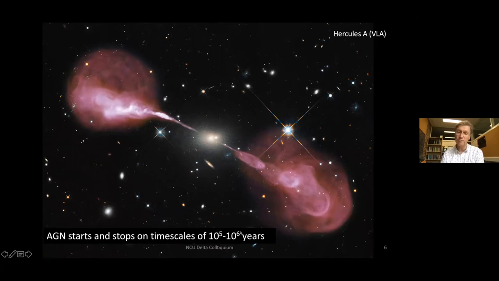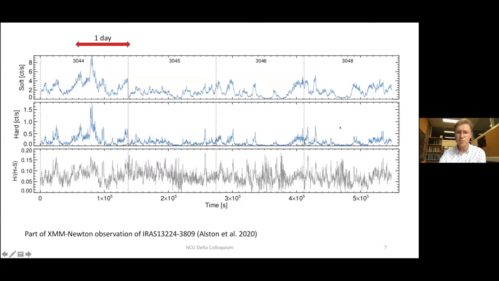So this is one example of how active galactic nuclei can vary. But the variability I'm going to focus on in this talk is the much more rapid variability we see. This is one of these amazing facts of active galactic nuclei, that they can change their power output incredibly quickly. So this is one particular active galactic nucleus. It goes by a very unmemorable name of IRAS 13224.